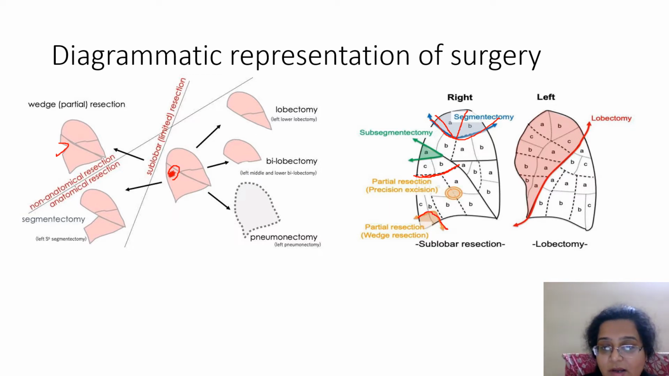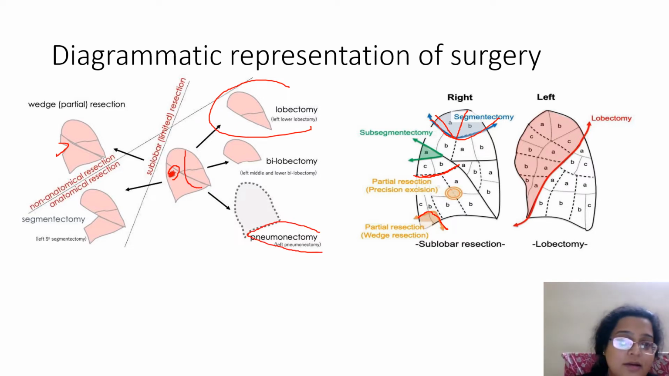So this is known as partial resection, wedge resection, the V-shaped. Then there's lobectomy, the same thing shown here. This is lobectomy. Then there's bilobectomy, when two lobes are taken together. Pneumonectomy is the entire lung. Segmentectomy is when segments have been removed, and partial resection, as I showed you, is when part of a segment has been removed.